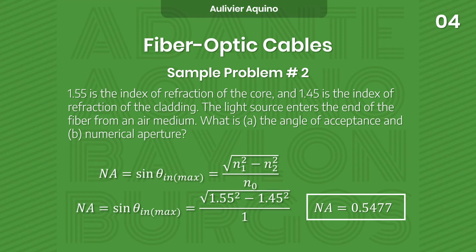For B, we find the numerical aperture using the formula sine theta max equals the square root of n1 squared minus n2 squared over n0. Again, we just substitute the index of refraction of the different materials and we get NA equals 0.5477.